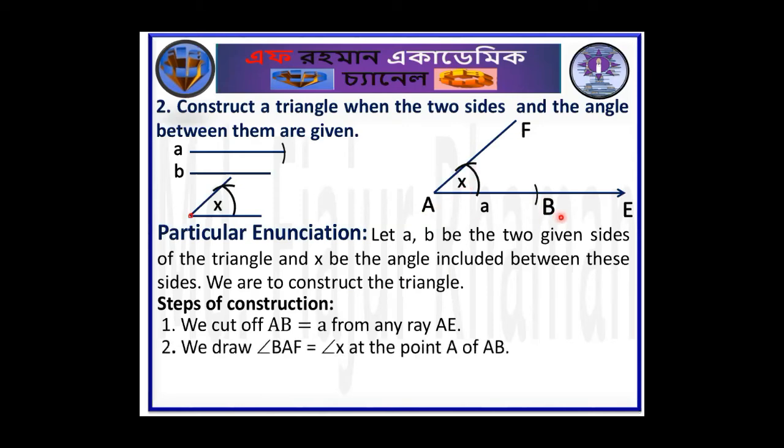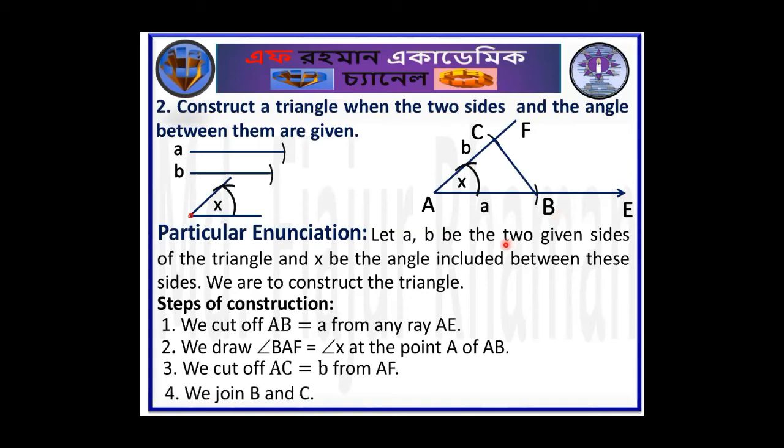You see the step 2. And then B may be taken from AF. Just you have to write, we cut off AC equal to B from AF. And then join BC. Since X is the angle between these two sides A and B in the triangle ABC, therefore ABC is the required triangle.